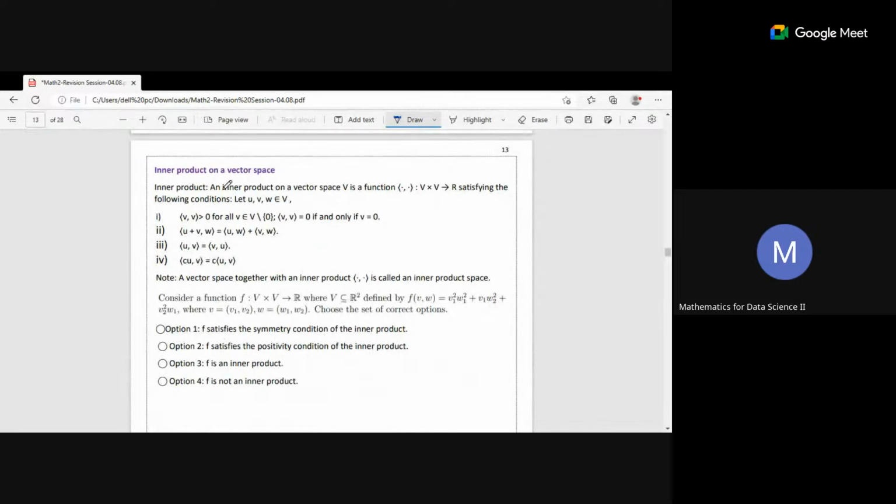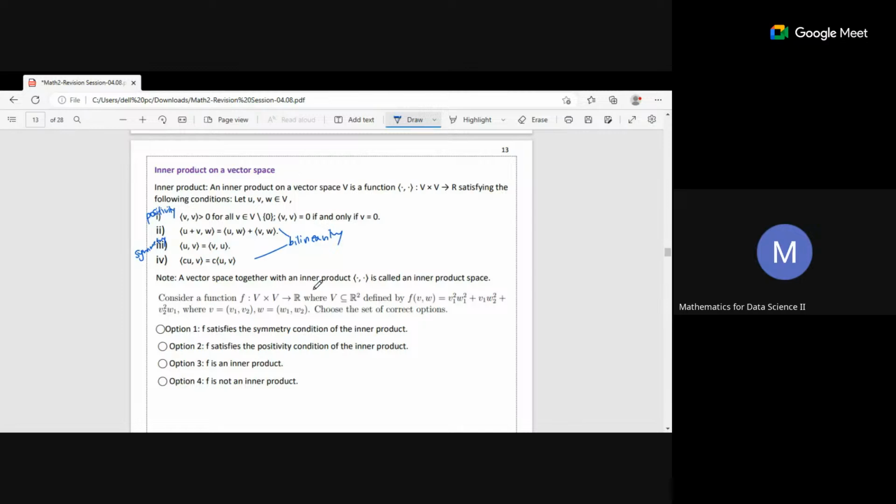Okay. So an inner product on a vector space V is a function from V cross V to R satisfying the following conditions. The first condition is called positivity. The second condition is bilinearity, and the fourth together with it is called bilinearity, and the third condition is called symmetry. Now, if all the conditions are satisfied, then we call this an inner product on a vector space. So a vector space together with an inner product is called an inner product space.